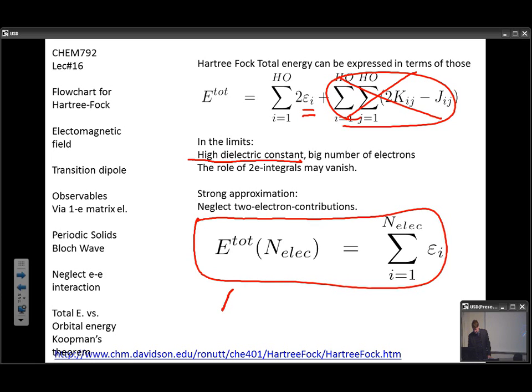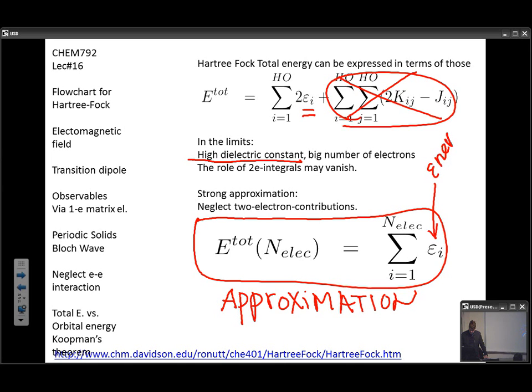So by writing this formula, one should always mark that it is an approximation. And those energies of orbitals can be obtained by Hartree-Fock theory or several other theories that are based on the concept of molecular orbitals.